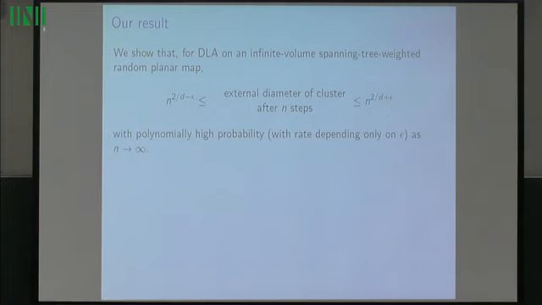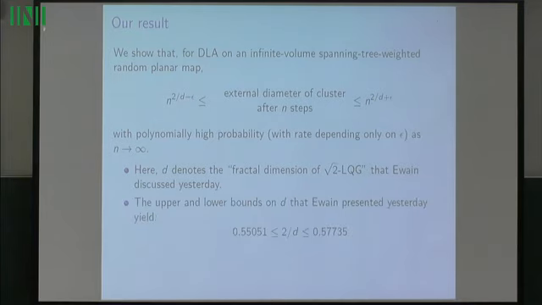Our result shows that in this particular environment, we can prove the existence and value of the growth exponent of the external diameter of the DLA, and that growth exponent is going to be 2 divided by d, where d is the fractal dimension of square root of 2 Liouville quantum gravity, in the sense that Ewain described in his talk yesterday. And in particular, using those strong upper and lower bounds that Ewain presented yesterday from his work with Jian Ding, we have numeric upper and lower bounds for this growth exponent of the external diameter. As you can see, they're pretty close to each other.